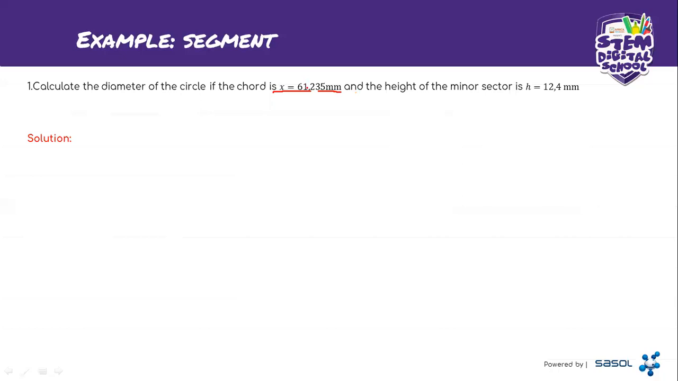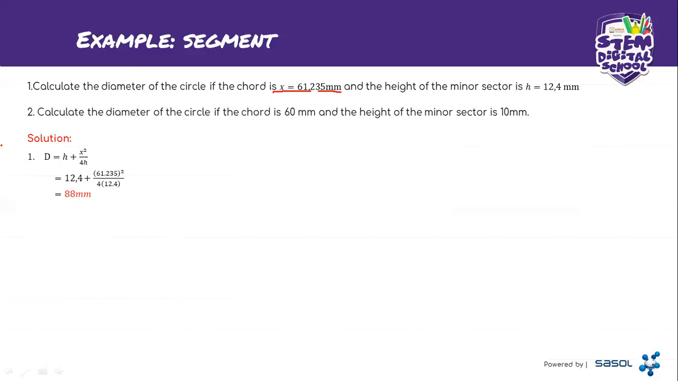Now we can see that we're having the length of a chord, which is 61,235, and also the height of 12.4 millimeters, right? Then let's see how we go about it. You write the correct formula because we are calculating for diameter D. You can see that D is already the subject of the formula. So our job is to substitute our values to get the diameter there. And our final answer you can see is 88 millimeter. The diameter is 88 millimeter. So that's how simple it is.